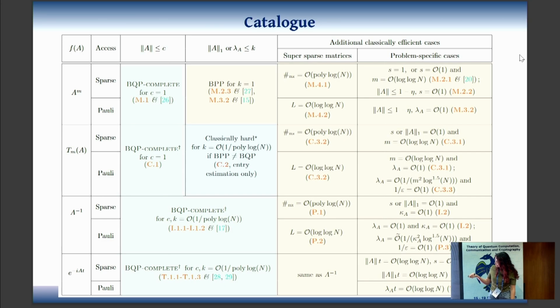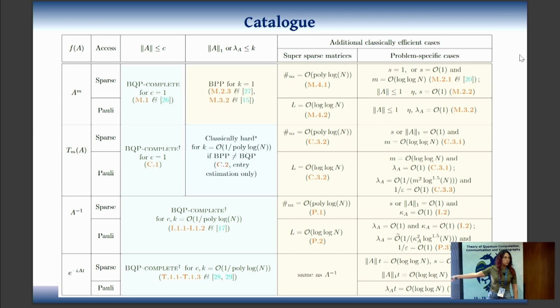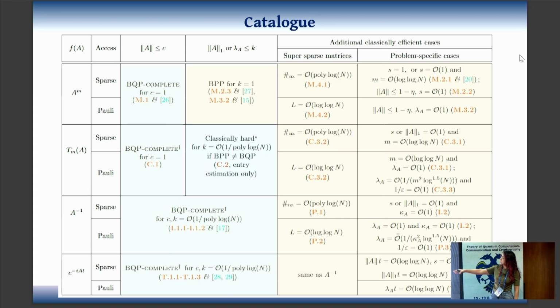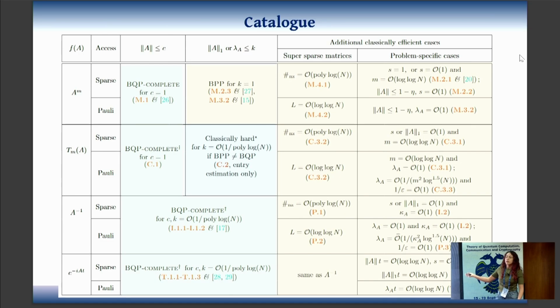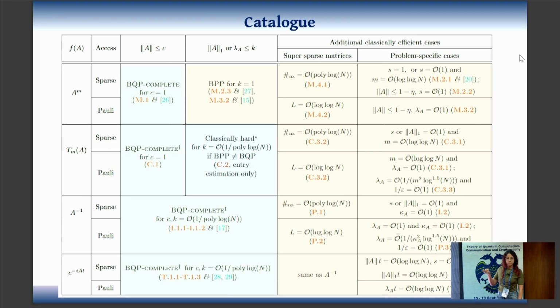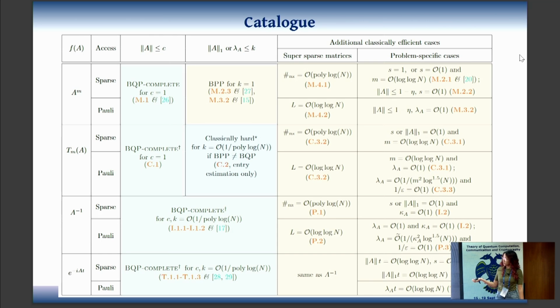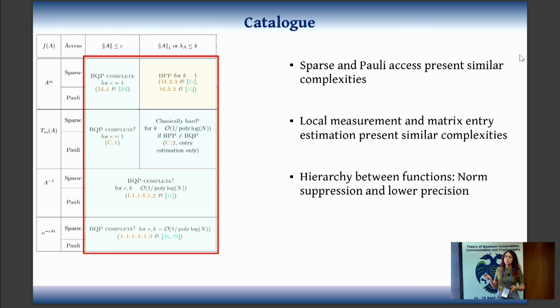But here we have the functions, the different access models that we are considering, the different restrictions that we impose on the matrices, and what are the classifications for these problems. I will not go through all these results, of course, super boring, but I would like to just highlight some general results.